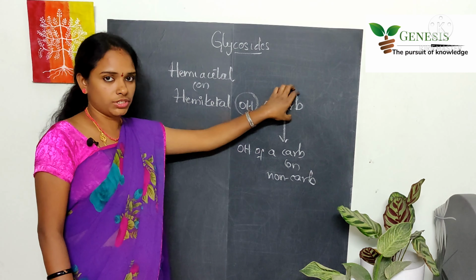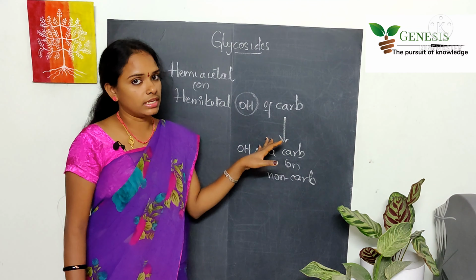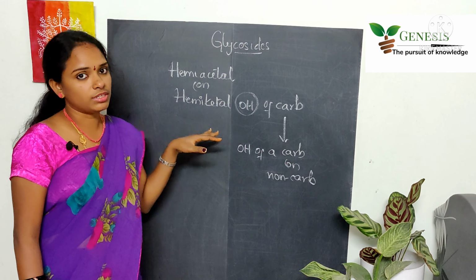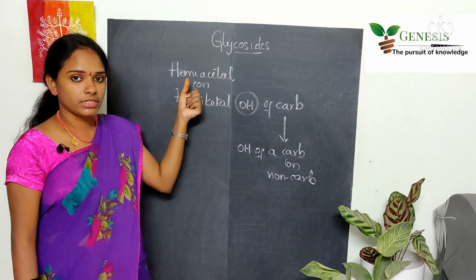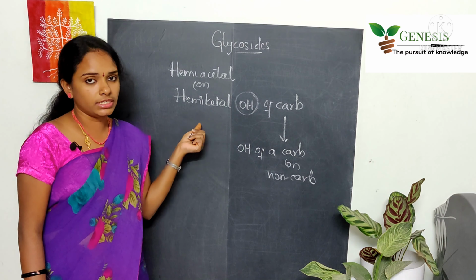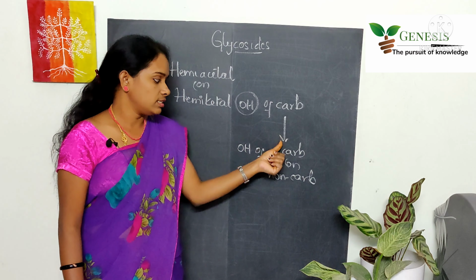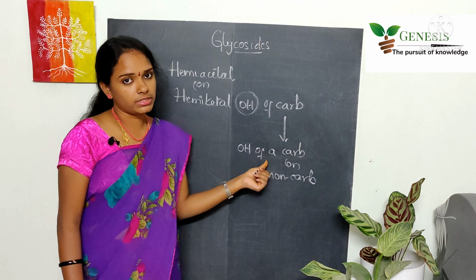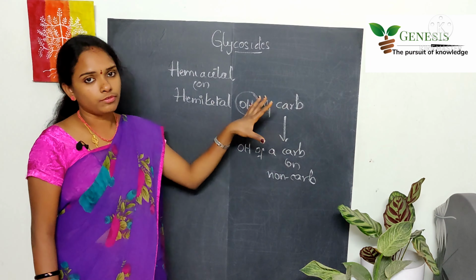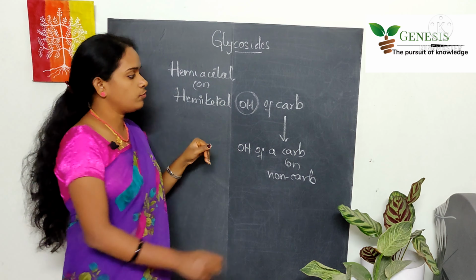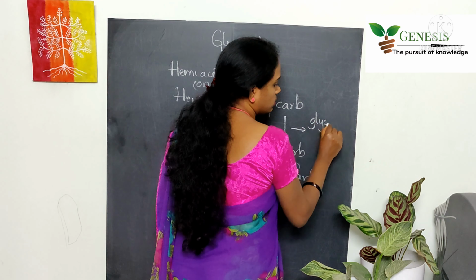So here one carbohydrate is binding with another carbohydrate or a non-carbohydrate with the help of a bond called a glycosidic bond. This reaction occurs between the OH group present on the hemiacetal or hemiketal functional group of a carbohydrate and the OH group present on another carbohydrate or on a non-carbohydrate molecule. It forms glycosides. The newly formed bond between these two compounds is called a glycosidic bond.